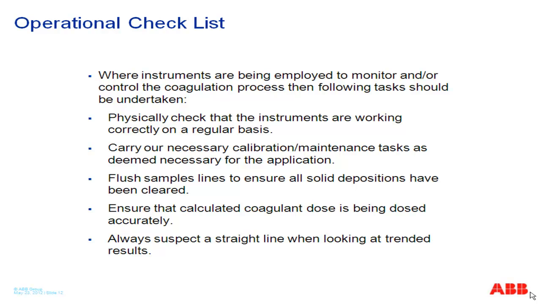Ensure the calculated coagulant dose is being dosed accurately. Even if you are using coagulant flow meters, you still need to be manually checking that what the flow meter is saying is correct, so you know what's going in is right. And the last one, always suspect a straight line when looking at trended results. If someone's got a straight line from an instrument that's taking measurements, you generally have a problem there.